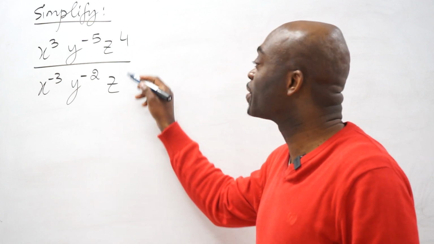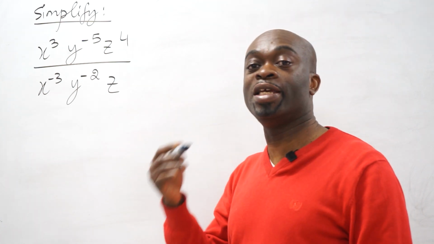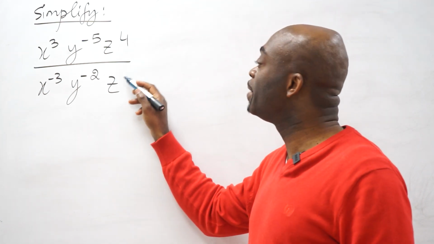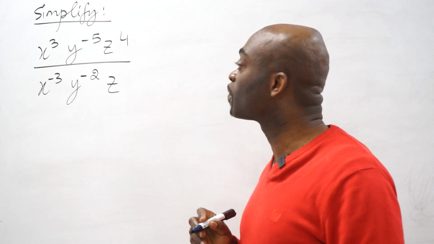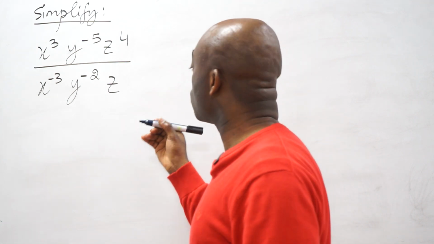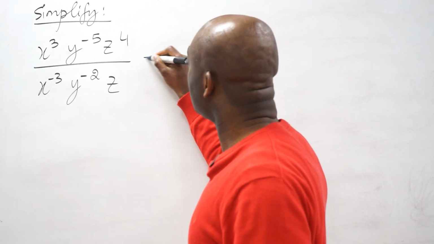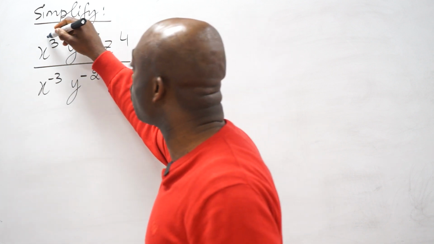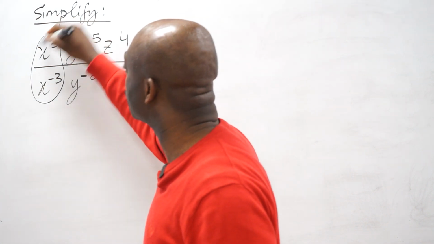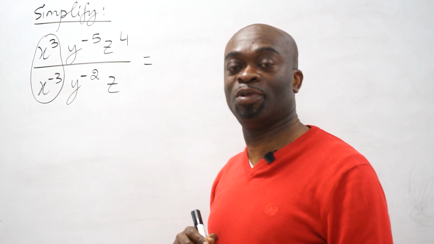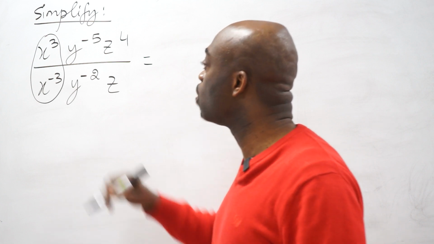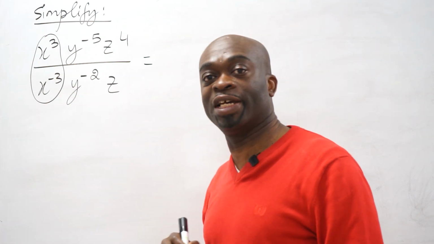Okay, so anytime you don't see anything as a power for any base or variable, that means there's an invisible 1 there. All right, so let's go for it. So this means we're going to work with like terms. The like terms: x^3 over x^-3.